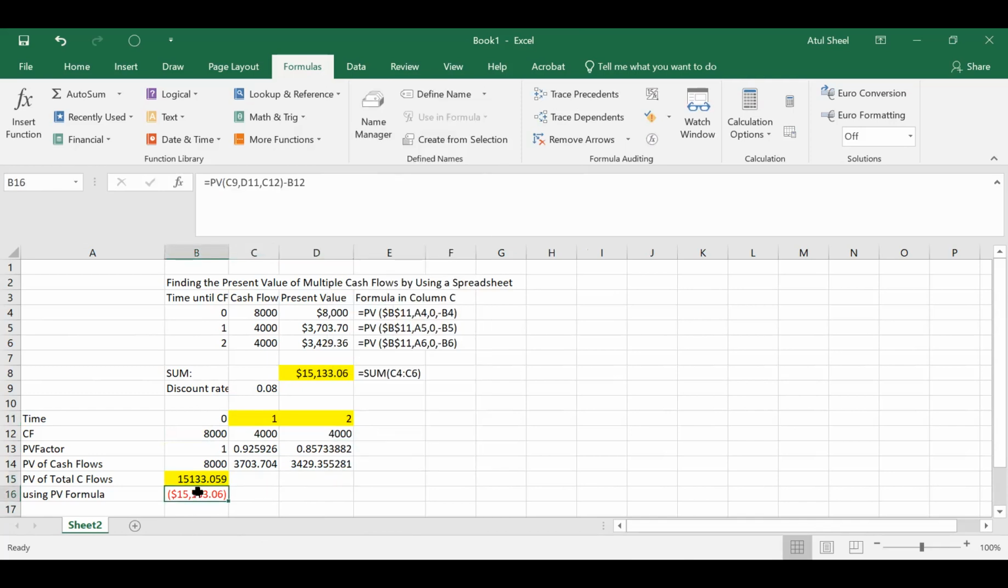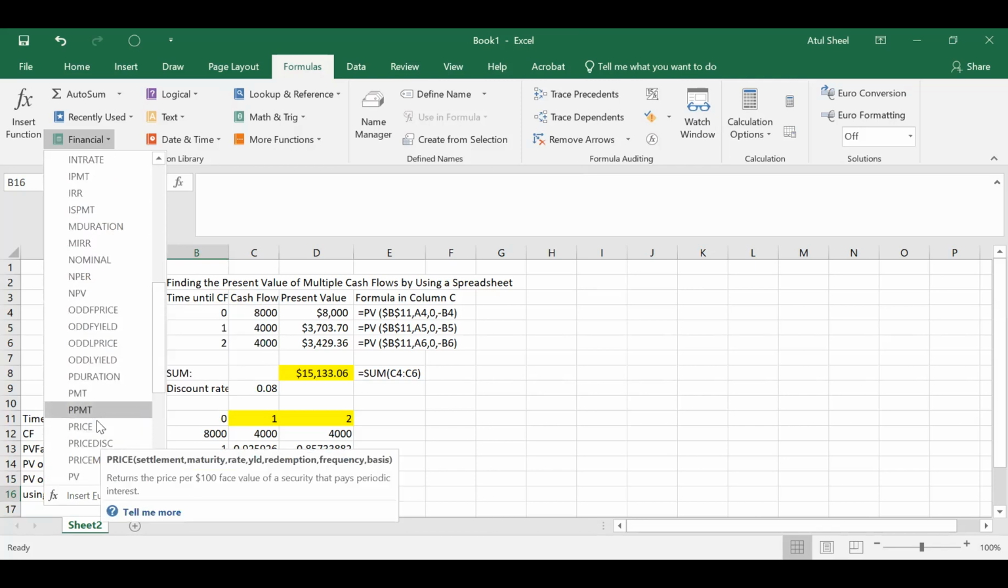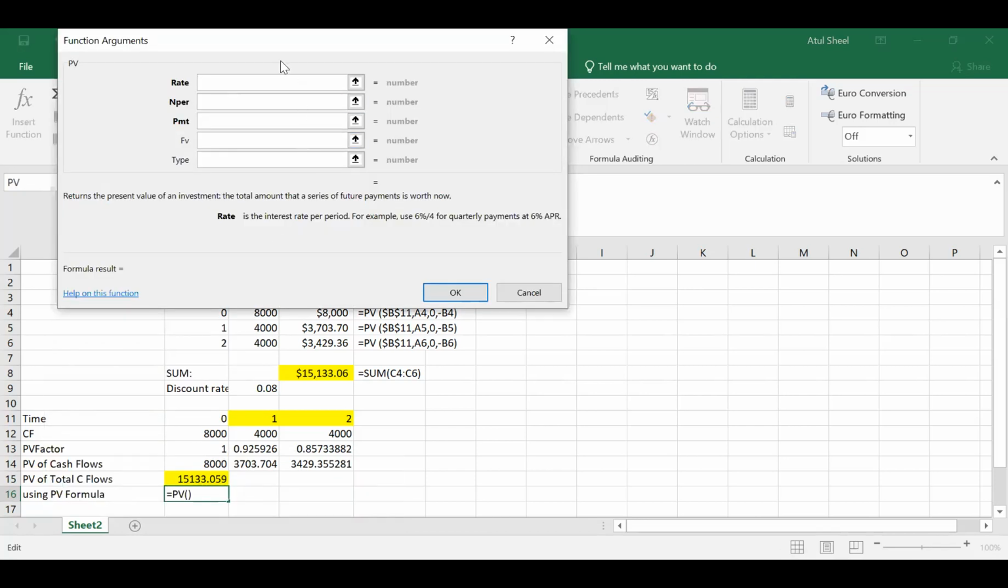I took the present value formula. I'll delete it again, do it again for you. I'll use the formula function, use the financial function, go to present value, PV. What is my interest rate? Interest rate is 8%. How many years? 2 years, because year 1 and year 2. What is the payment I am receiving consistently every year?